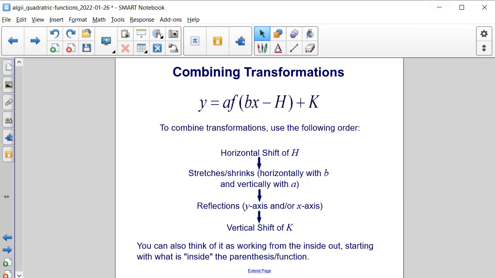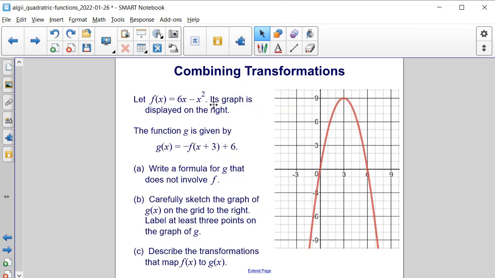Let f of x be equal to 6x minus x squared. Its graph is displayed here to the right. The function g is given by g of x is equal to negative f of, and then in parentheses, x plus 3, and then plus 6. Write a formula for g that does not involve f. That's going to be step number 1.